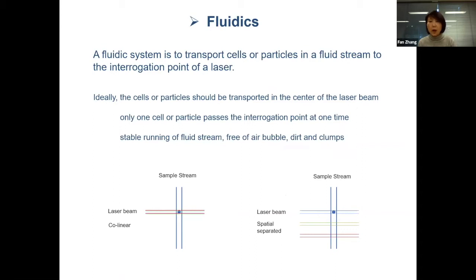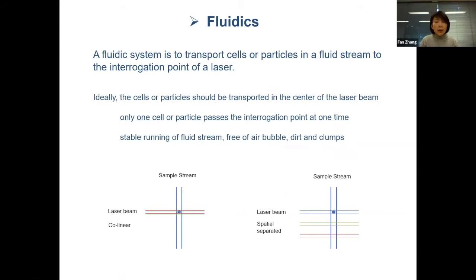Ideally, these cells travel in the center of the laser beam. Only one cell or particle passes the interrogation point at one time. The fluidic system requires a stable running fluid stream, free of bubbles, dirt, and clumps.